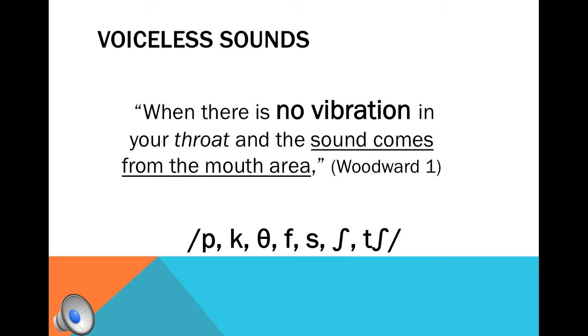Voiceless sounds do not create vibrations in your throat, and the sound then comes from the mouth area instead. Examples of voiceless sounds in the English language are p, k, th, f, s, sh, ch. For example, while pronouncing the P sound, you will not feel a vibration in your throat, but rather a movement of air. The sound is being produced with your mouth rather than your vocal cords.